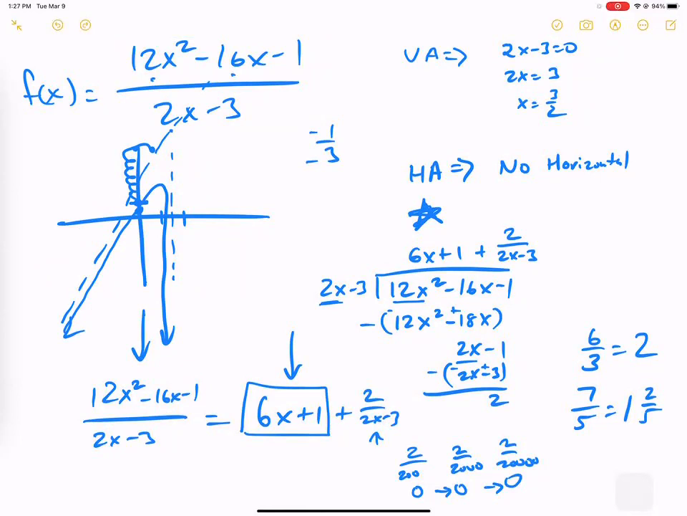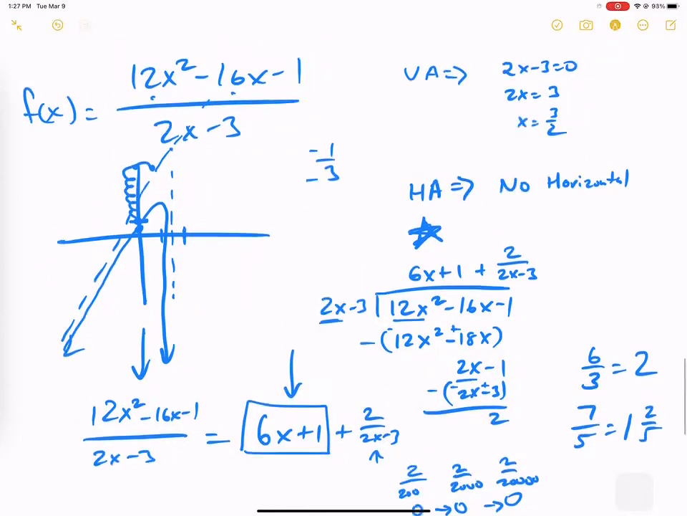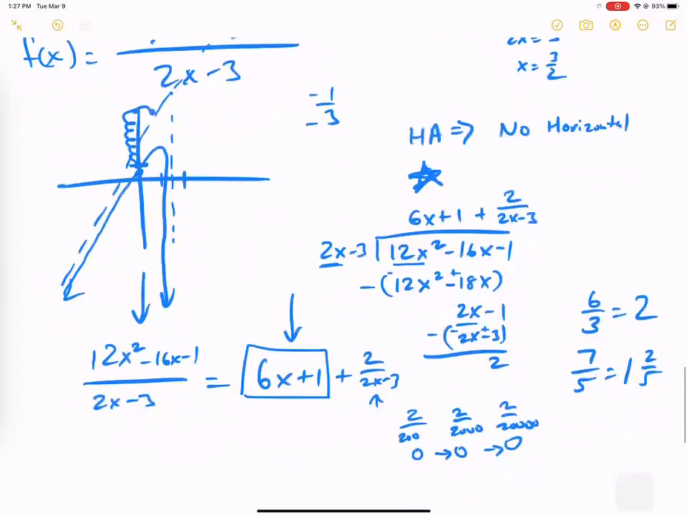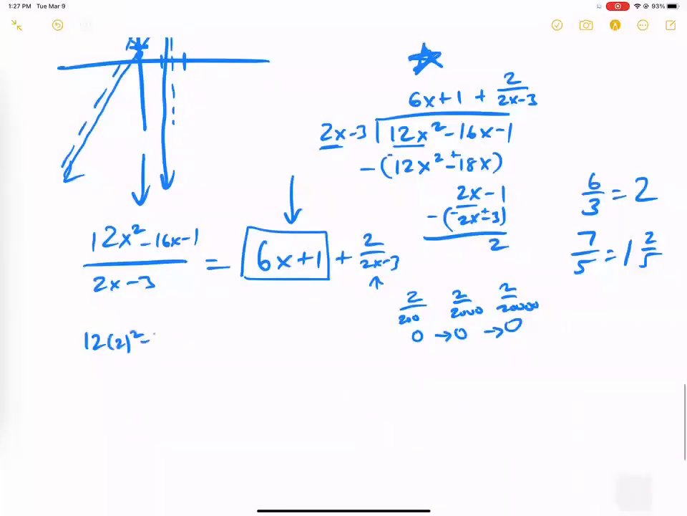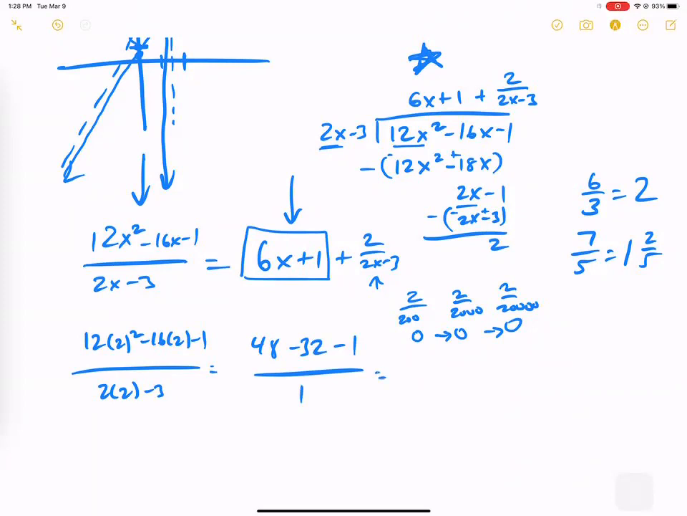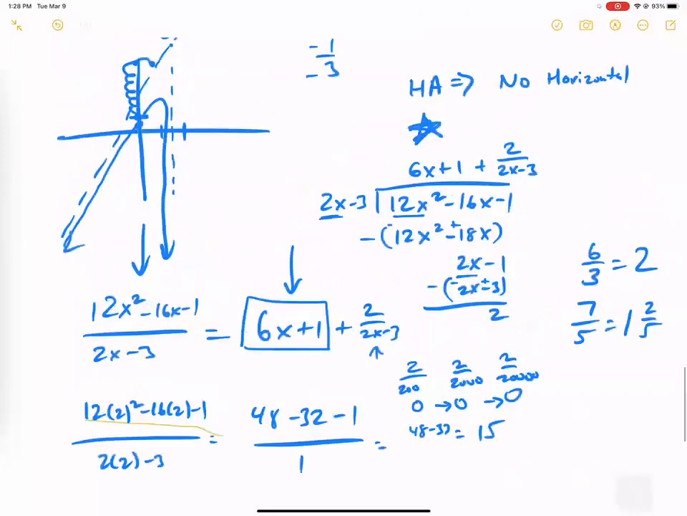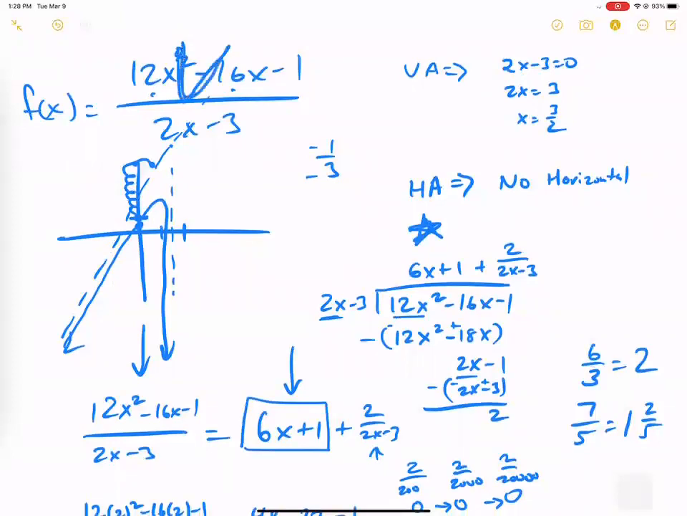And on the right side, let's plug in 2 into the problem. 2 squared. Let me write it over here. Plug in 2. 12 times 2 squared minus 16 times 2 minus 1 over 2 times 2 minus 3. We're trying to figure out what this value would be. 4 times 12 is 48. Minus 32 minus 1 over 4 minus 3 is 1. Right? 4 minus 3 is 1. And we're left with 48 minus 33 is 15. So my y value is 15. 15 looks like it's way up here. So we're going to be in this corner here.